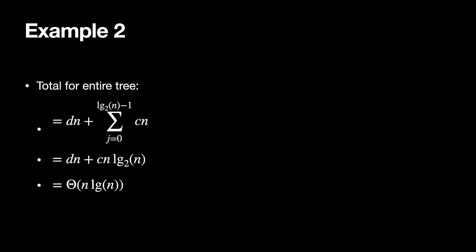So for the entire tree, we've got the amount of work being done at the leaves, plus the amount of work being done at all of the other layers of the tree. We can simplify the summation using our rules of summation for logs, and we end up with something that is in theta of n log n.